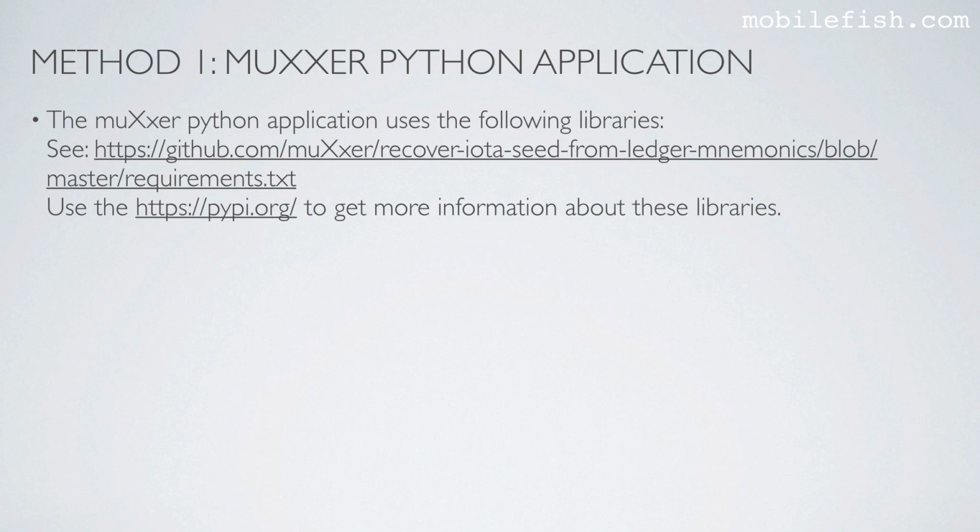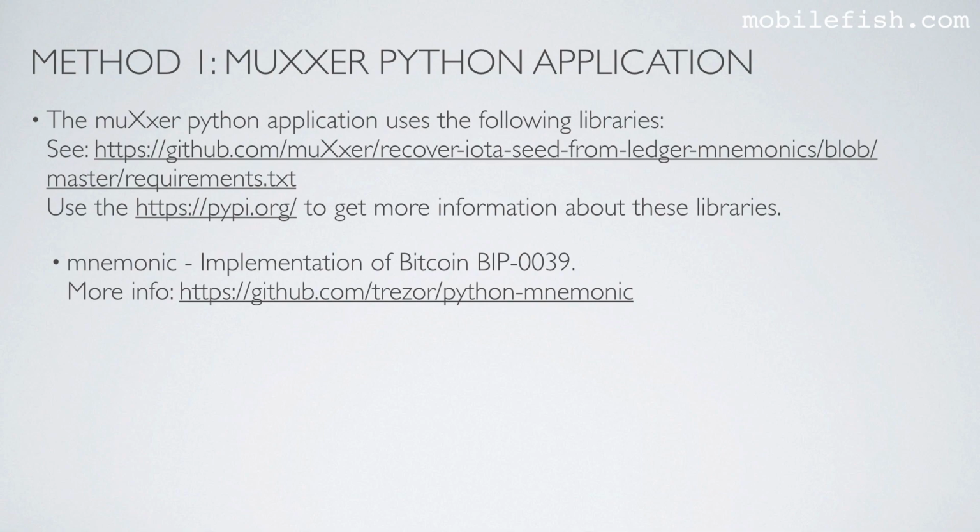The Moxer Python application uses the following libraries. See this file. Use this link to get more information about these Python libraries. The first Python library is called Mnemonic. It's an implementation of Bitcoin BIP39. More information, see this GitHub page.